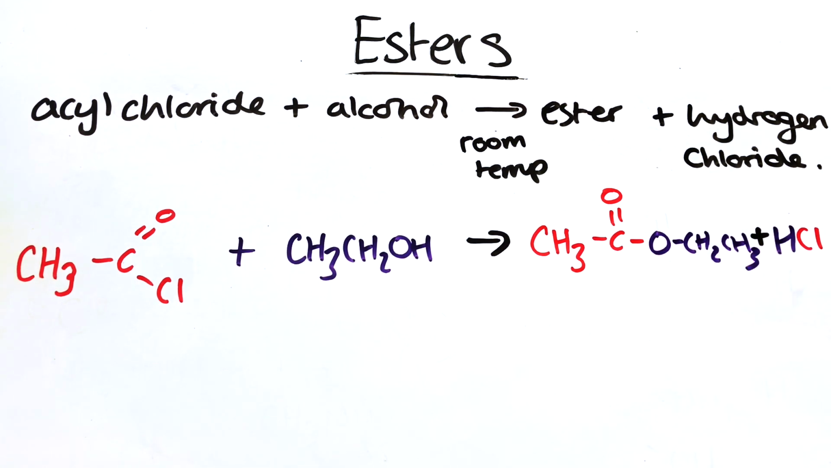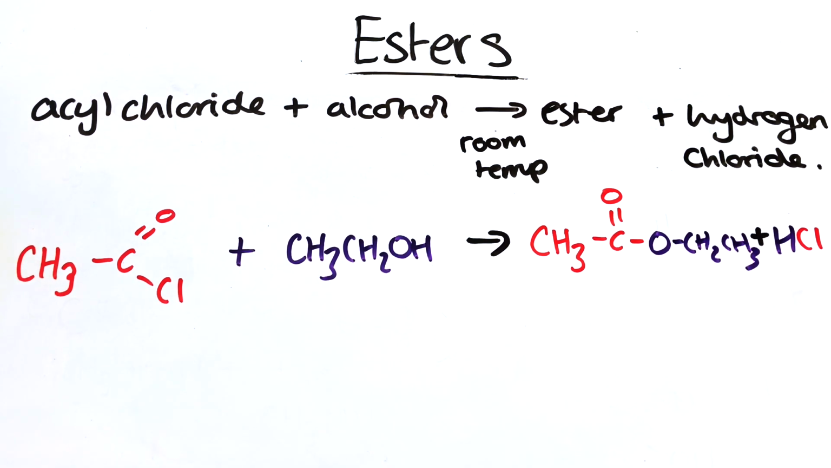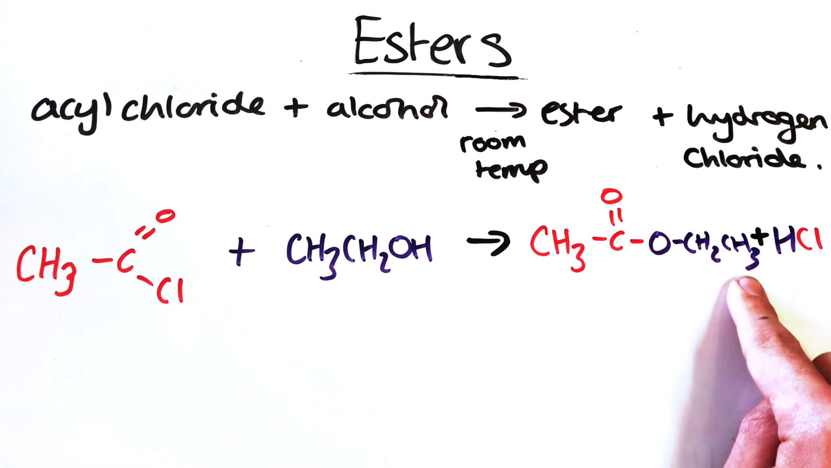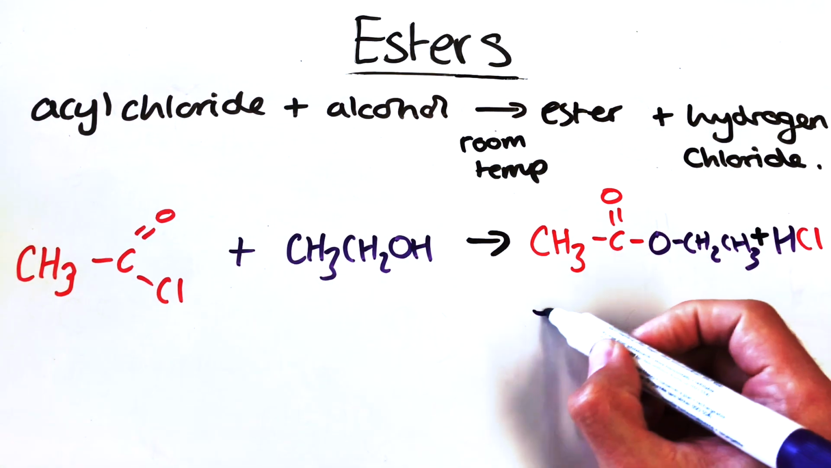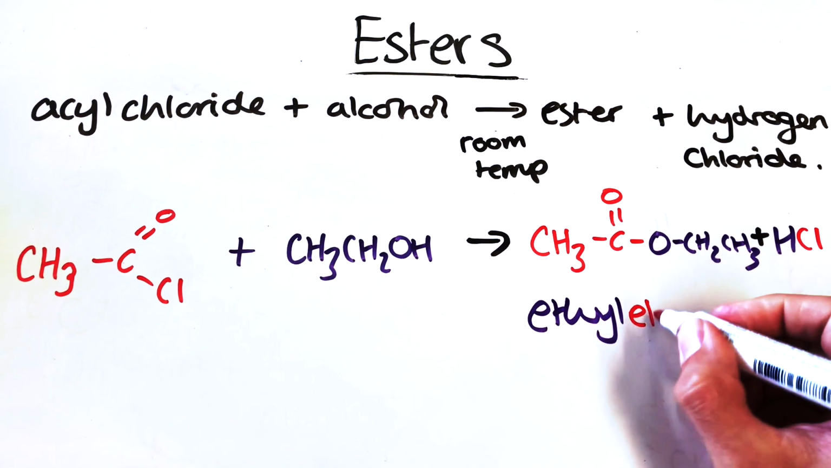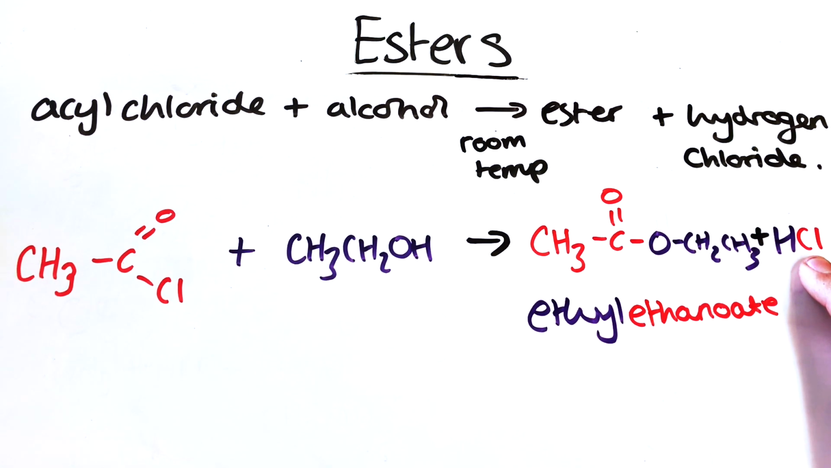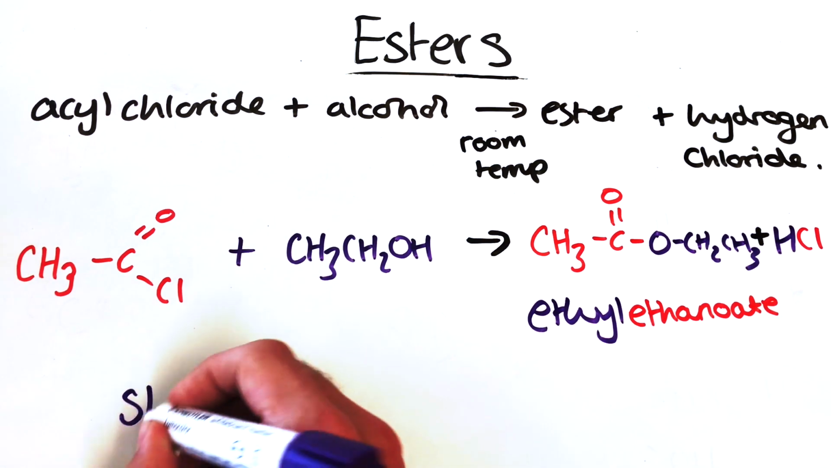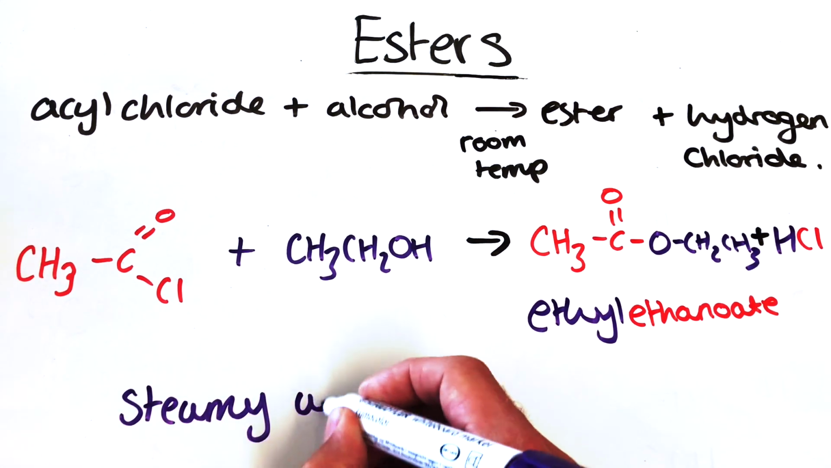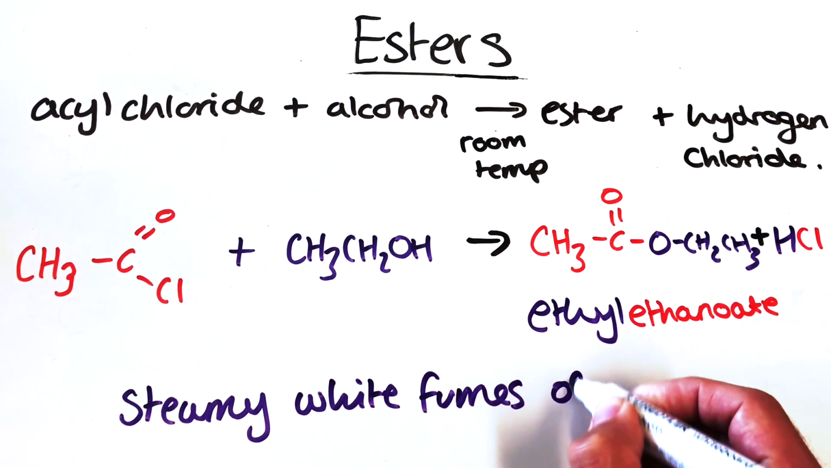So those are our two products. This is not a positive on the ethyl group here, it's just I've run out of room. So our ester formed here is ethyl ethanoate and hydrogen chloride. Fumes of hydrogen chloride, steamy white fumes of hydrogen chloride, will be released as well. So let me just write that one down. So that's steamy white fumes of HCl.